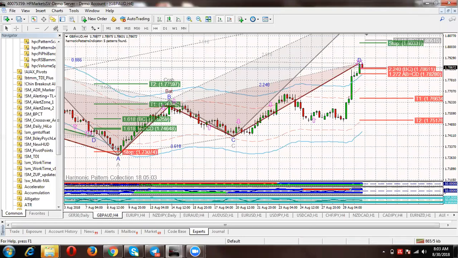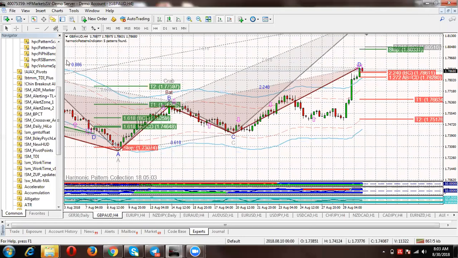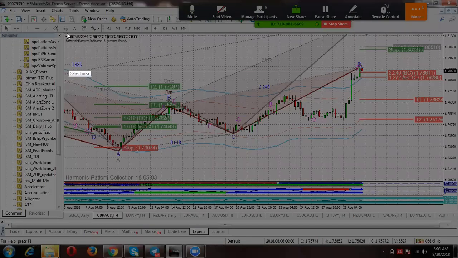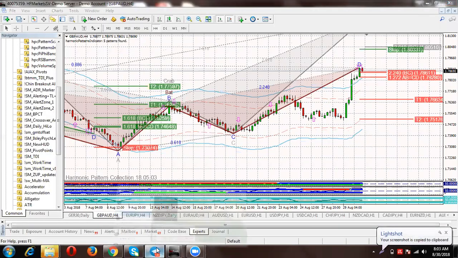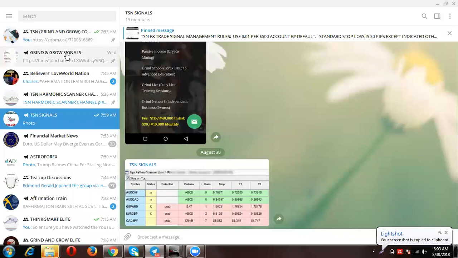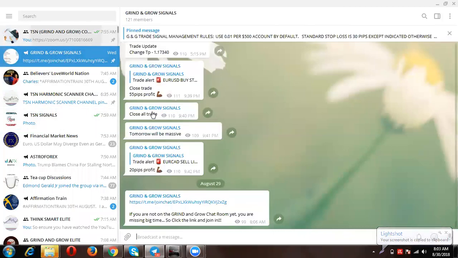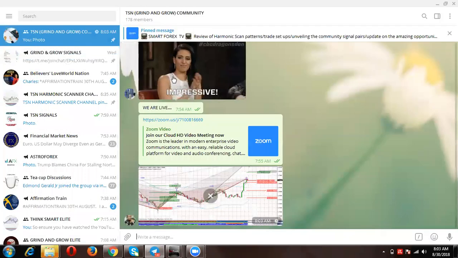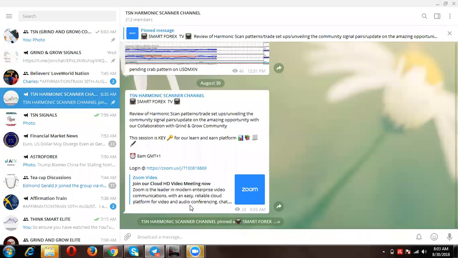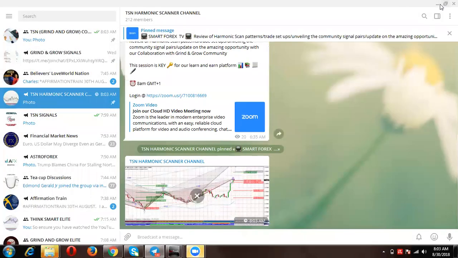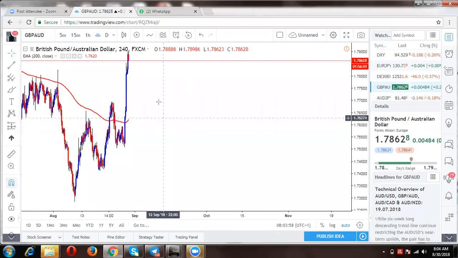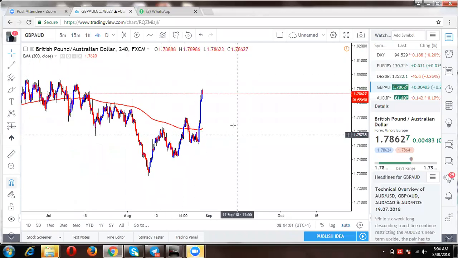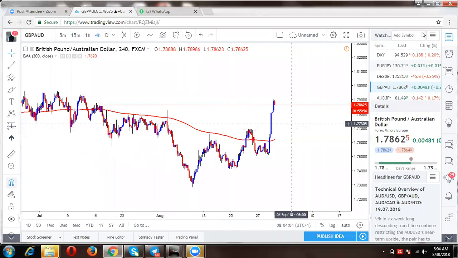So we have this pattern for GBP AUD. We're going to see how it plays out on the 4-hour time frame. I'll send it to the group. On the 4-hour time frame, let's see how it goes. Let's check it out. Go to my TradingView. This definitely is going to retrace, I know that. I mean, it's going to pull back.